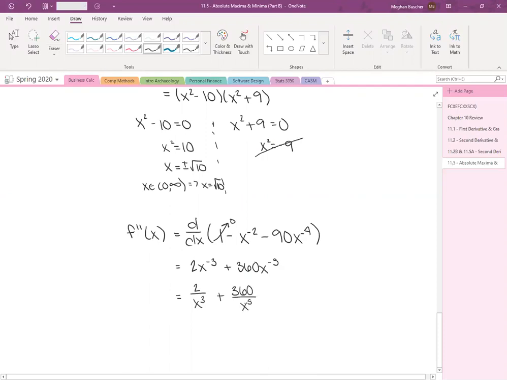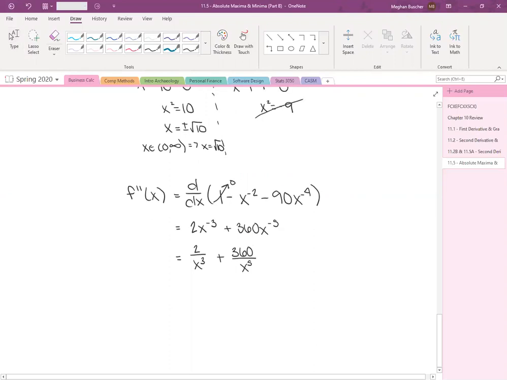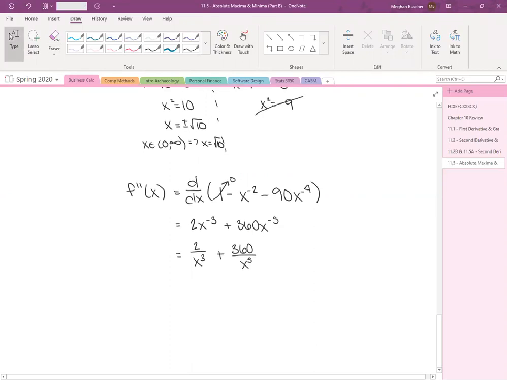Because in my mind, it makes more sense to put it into a calculator in the fractional form rather than with the negative exponents, but very optional. Okay, and then all that we need to do for the second derivative test, which is why I really like it, is just plug in the number. There's no guessing and checking here.